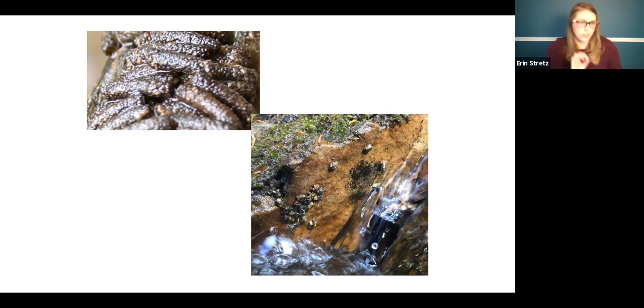That's a very well-defined case in the top picture. In the bottom picture, it looks more like clumps of rocks. And this is just another type of caddisfly case. You can still rub or scrub them off of the larger rock, but they can look different depending on the species.